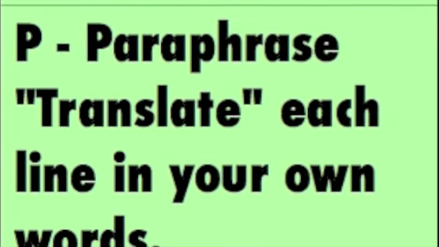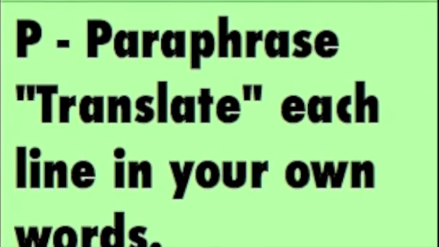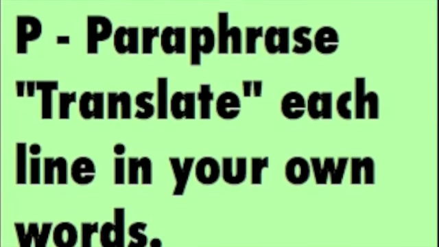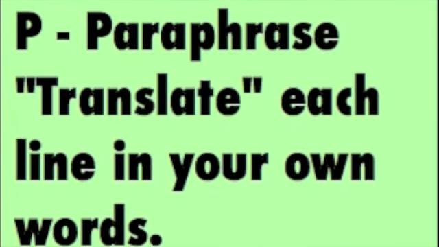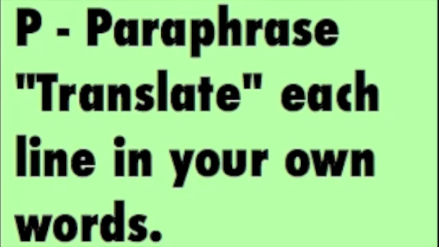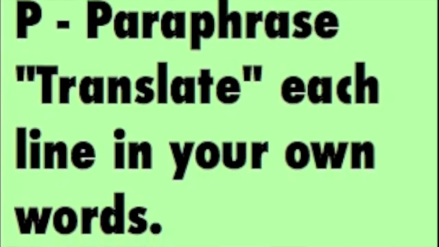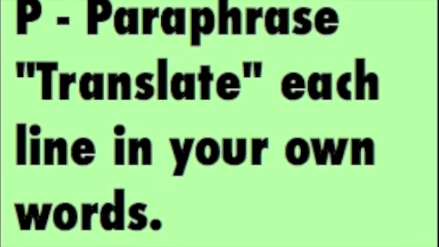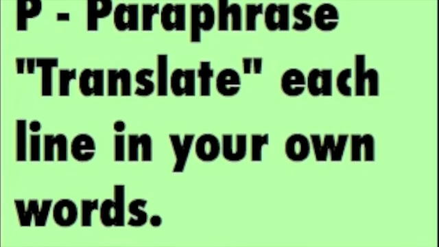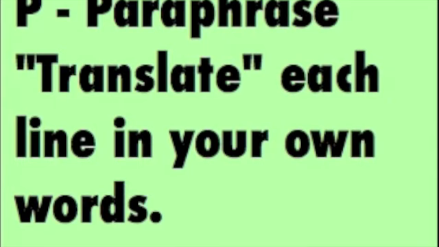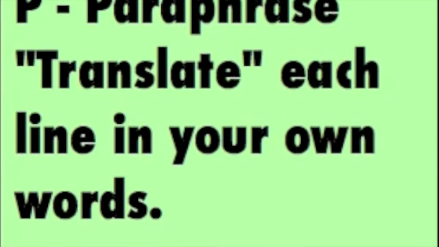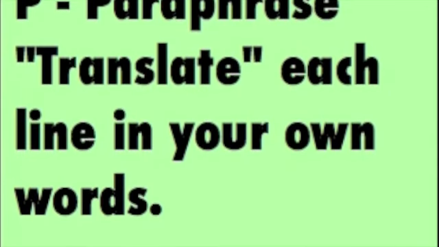Next, you're going to want to paraphrase line by line. A paraphrase means translating into your own words, and this will be on a strictly literal level as much as possible, meaning at the paraphrase level, you're not trying to interpret or explain what lines mean symbolically or thematically. You're simply translating and explaining on a literal level what's happening in the poem.